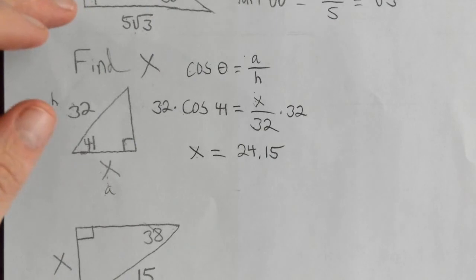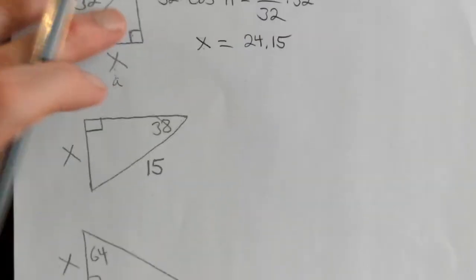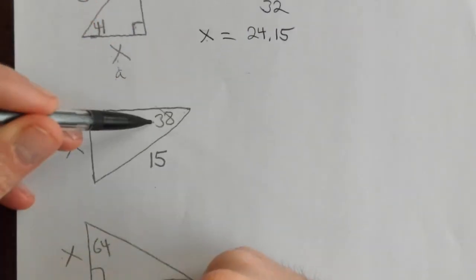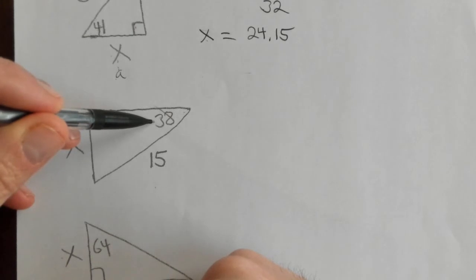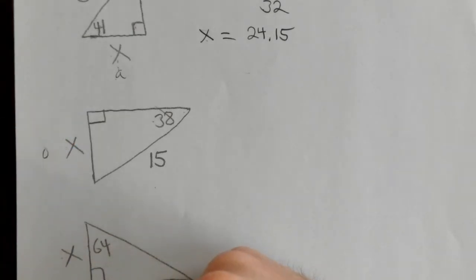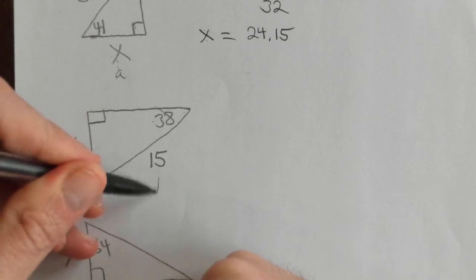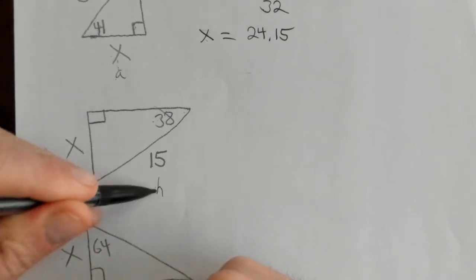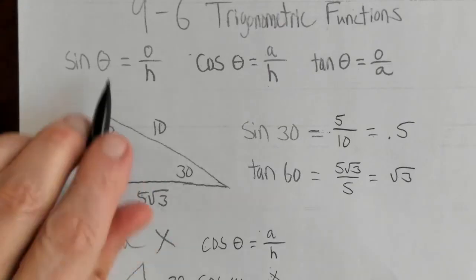All right? Let's see. What about this one? Okay, so here I have the reference angle 38. Let's see what parts we have. x is on the opposite side. Okay, 15 is the hypotenuse. Opposite and hypotenuse. What am I using? I'll be using sine. All right.